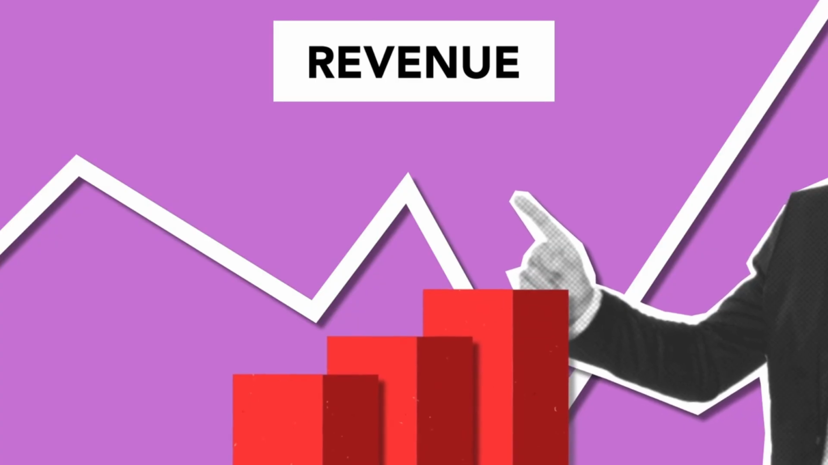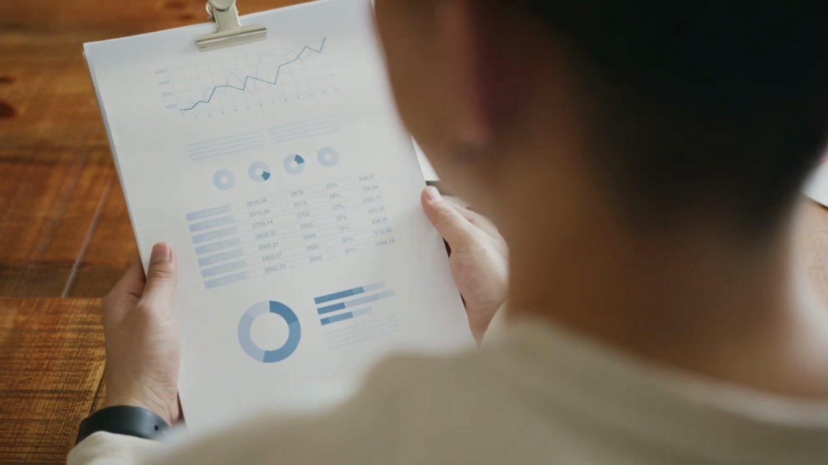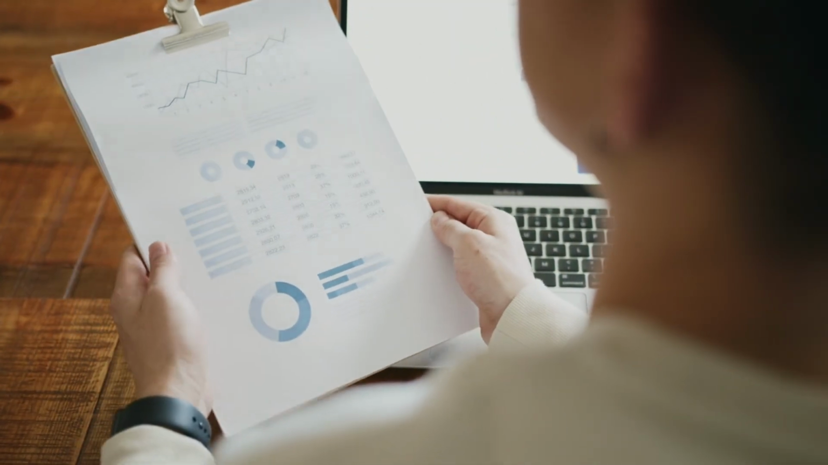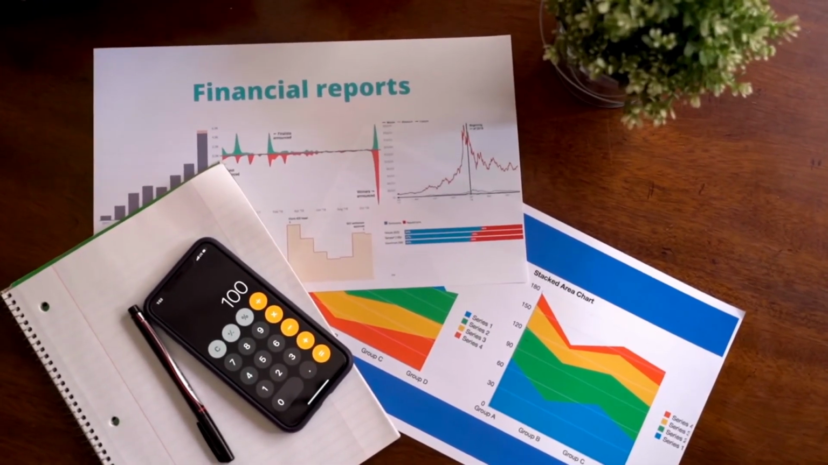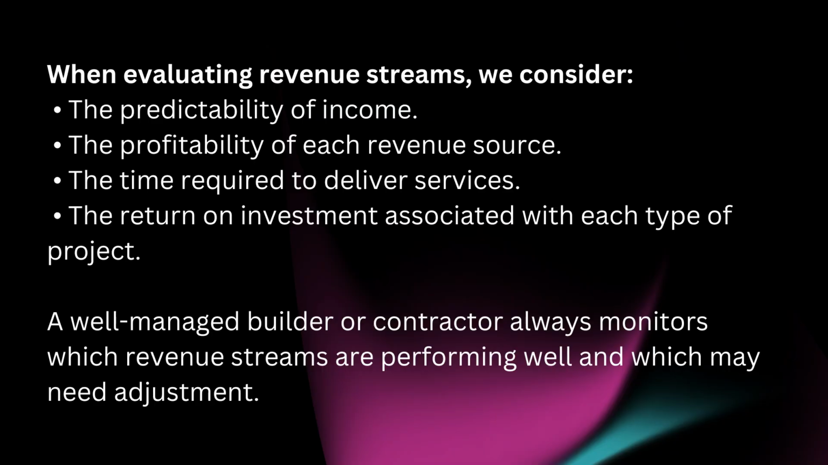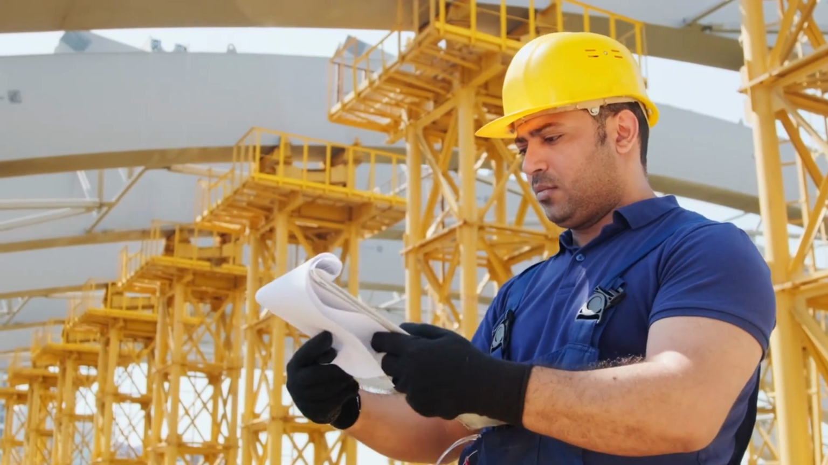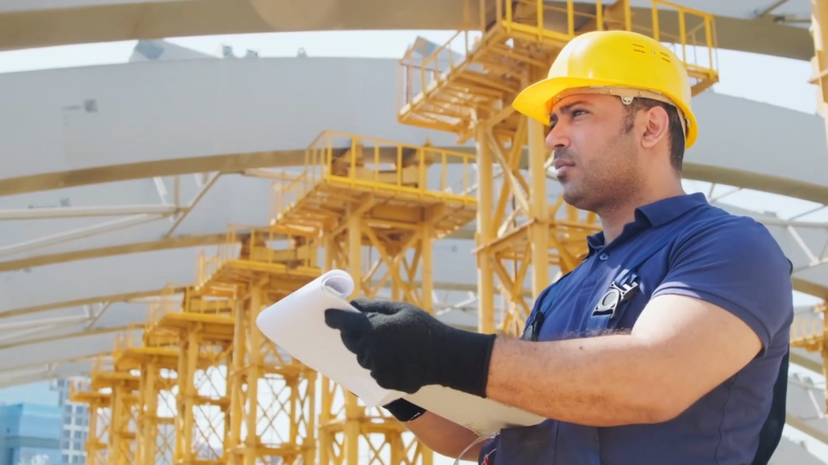A business with a single revenue stream is highly vulnerable to market fluctuations, economic downturns, and seasonal changes. Diversified revenue streams give resilience, stability, and greater control over financial outcomes. When evaluating revenue streams, we consider the predictability of income, the profitability of each revenue source, the time required to deliver services, and the return on investment associated with each type of project. A well-managed builder or contractor always monitors which revenue streams are performing well and which may need adjustment.